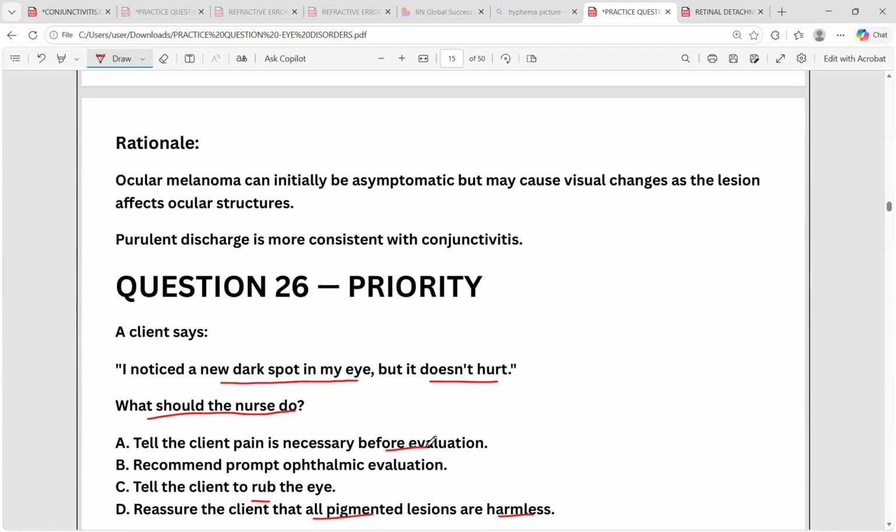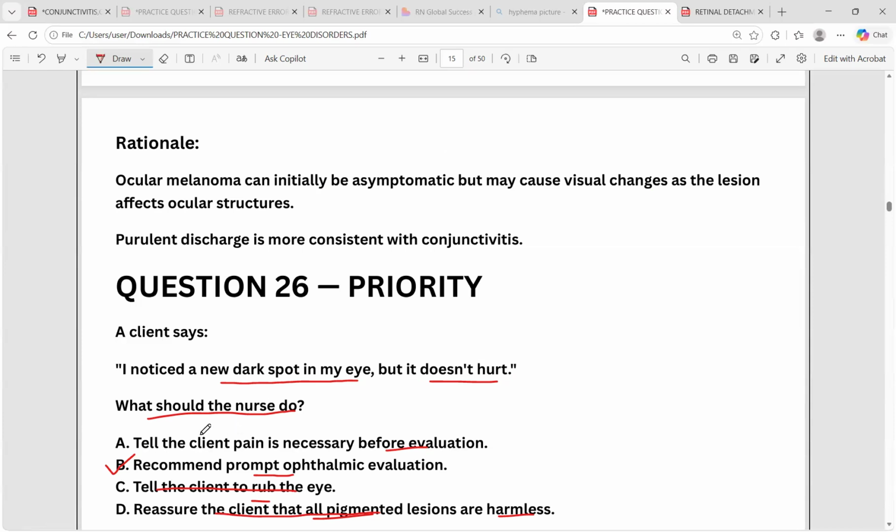Ma'am, recommend prompt ophthalmic evaluation. So why have you chosen that answer? Reassuring that pigmented lesions are harmless is wrong, we have to evaluate that. And telling the client to rub the eye, you should not rub the eye when these conditions happen. So both are wrong answers.